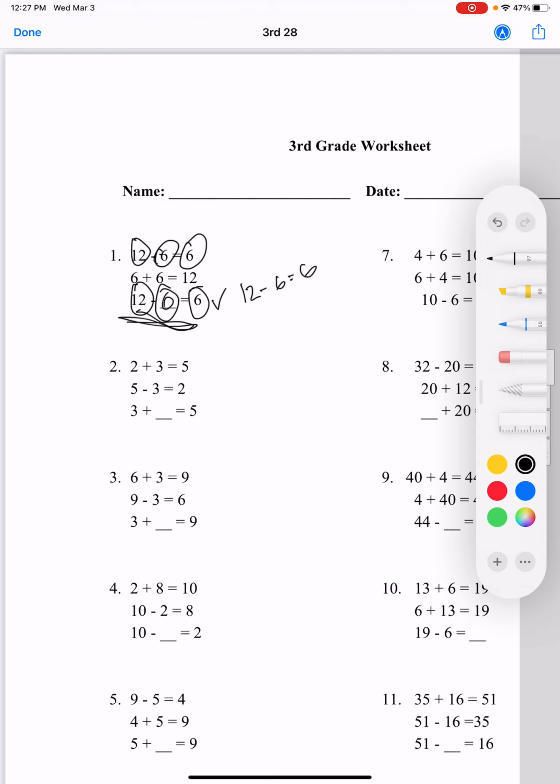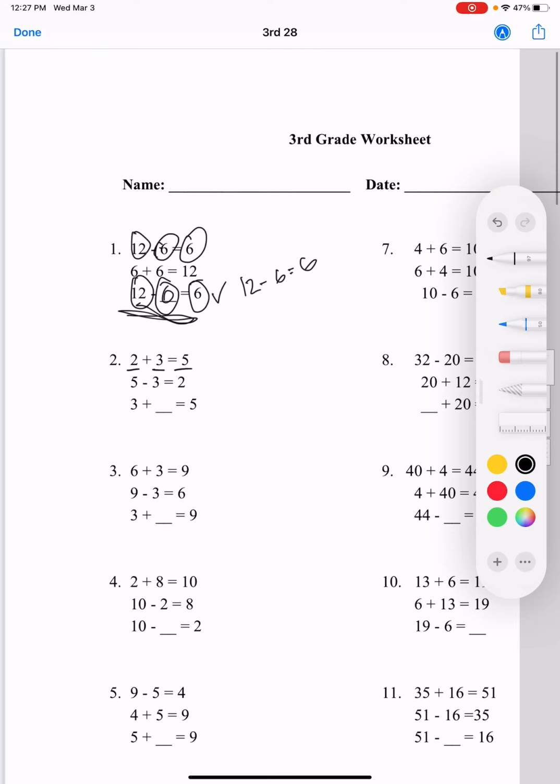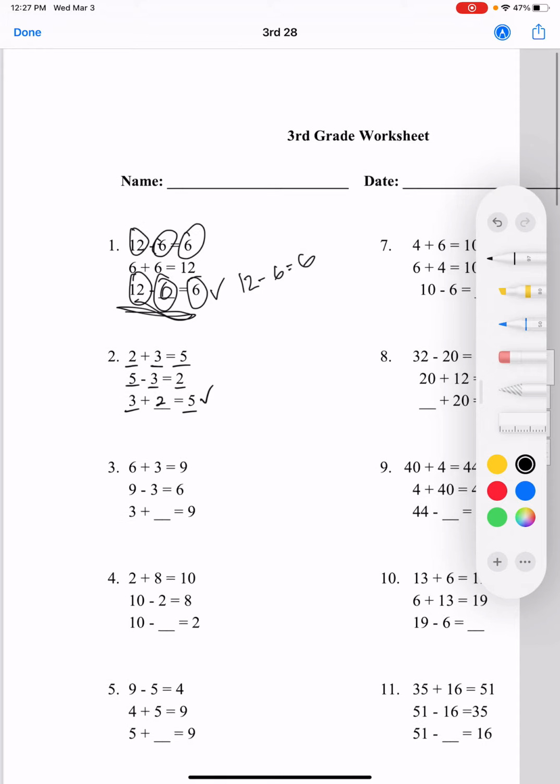Number 2, we have a 2, 3, and a 5, which means a 2 should go here. And we check our answer, 3 plus 2 is indeed 5, so our answer is correct.